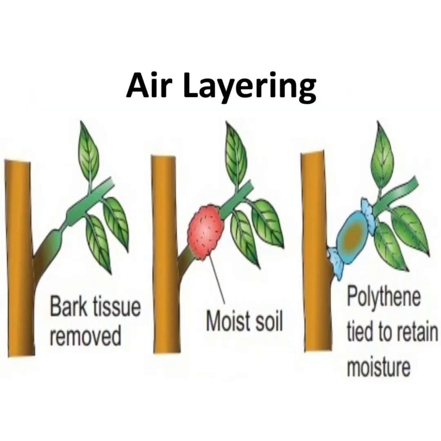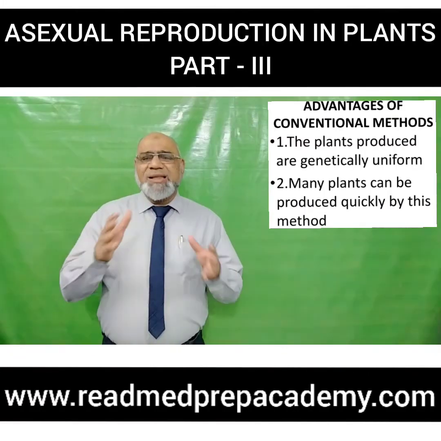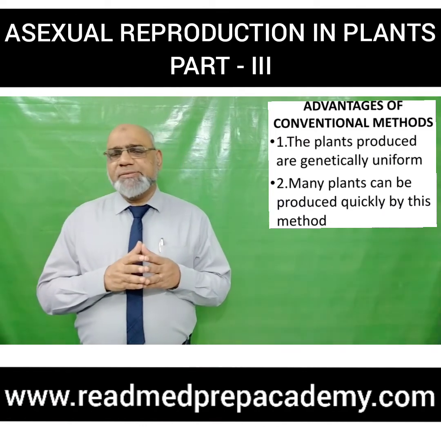Here you can see on the left side, bark tissue is removed in a branch of a plant and the moist soil along with the hormones is applied around the cut part, and a polythene is tied around to retain the moisture. Once the roots start developing, this branch is separated from the parent plant and is grown separately. What are the advantages of conventional methods?